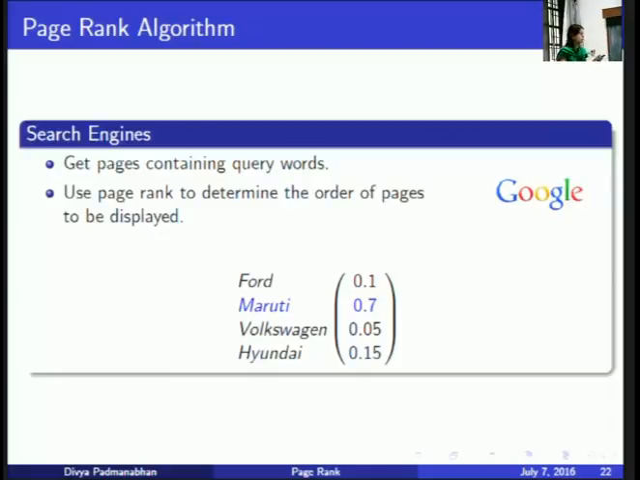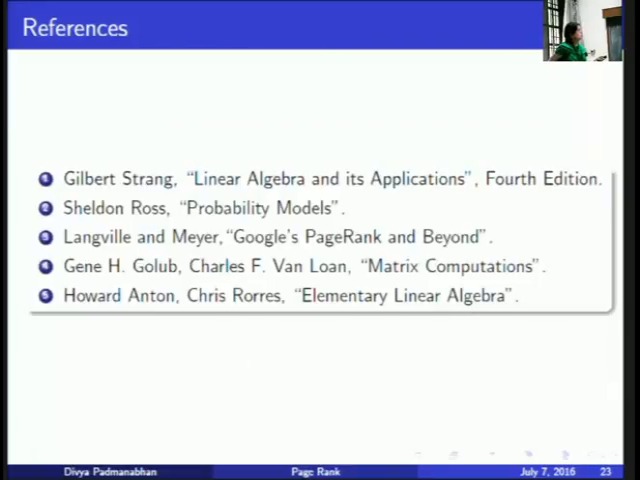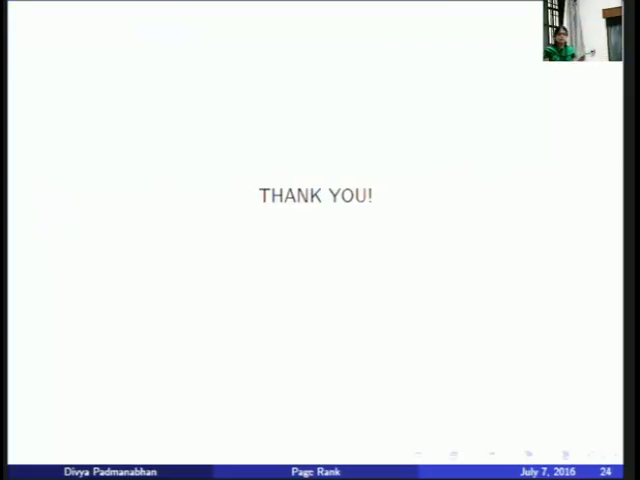So this is about the algorithm, and there are possibly many other extensions to it, but in the simplest form, this is PageRank. These are some of the references that I've used. Gilbert Strang is one of the best books in linear algebra, and for Markov chains you can see Sheldon Ross. And there is a book on the PageRank algorithm itself. You can check these up at a later point. So I guess that's about it.